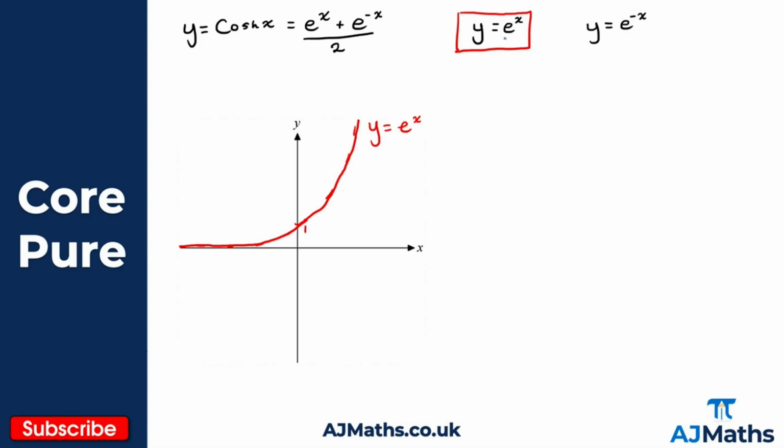Now what I'm going to do is sketch y equals e to the minus x. This time it will also cut through 1, but we just mirror this in the y-axis. So we come from the right-hand side, cut through 1 and then go up towards the left like that. Again, this is never the easiest, but let's see what we get here.